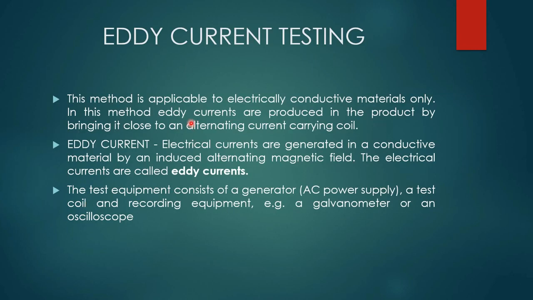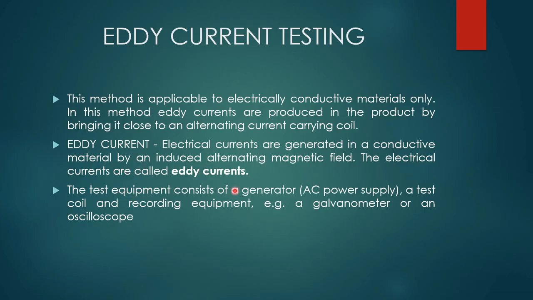The next is eddy current testing. Now this method is applicable to electrically conductive materials only because its name says eddy current testing. So current can pass only in conductive materials. In this method, eddy currents are produced in the product by bringing it close to an alternating current carrying coil. So what is eddy current? Electric currents are generated in a conductive material by an induced alternating magnetic field. The electric currents which are generated due to this are called eddy currents.